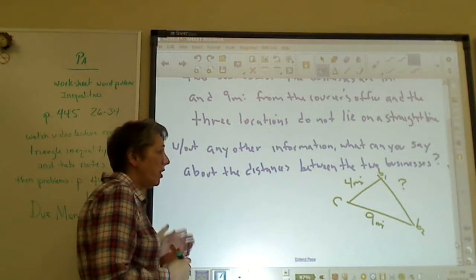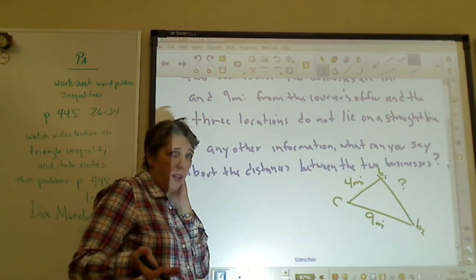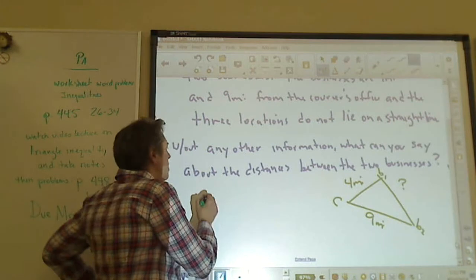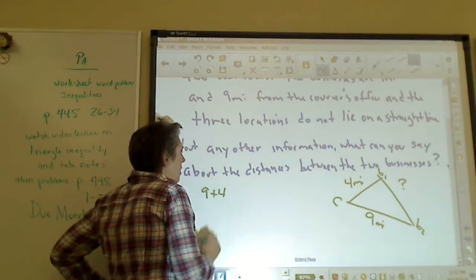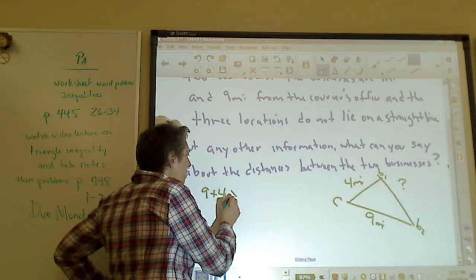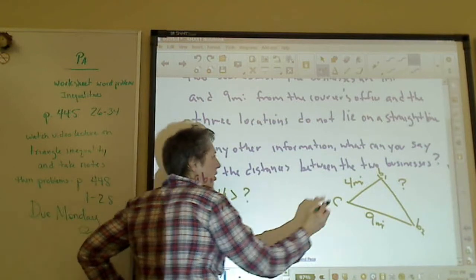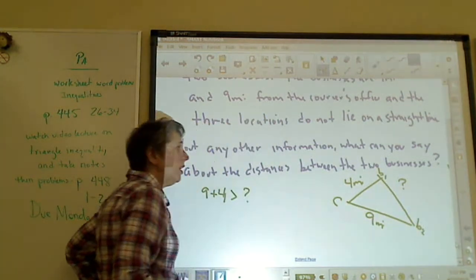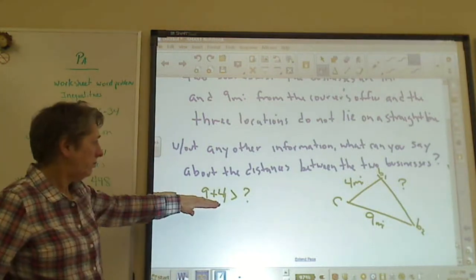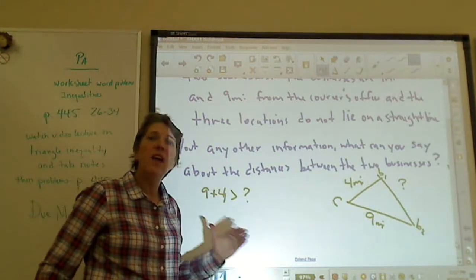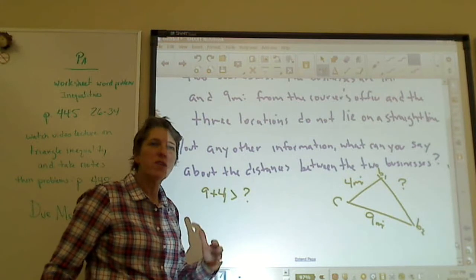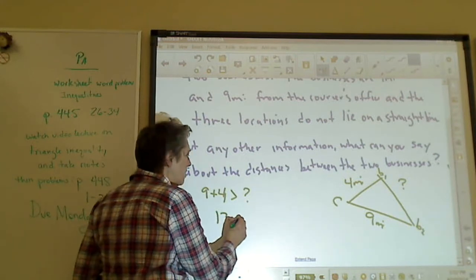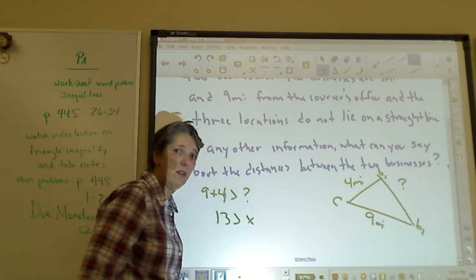Well, the first thing I'm going to do is remember the triangle inequality. I'm going to use what I know. So I'm going to say 9 plus 4 has to be greater than the question mark, because when I add two sides, they have to be greater than the third side. So I get 13 is greater than, and we'll plug in an x there.